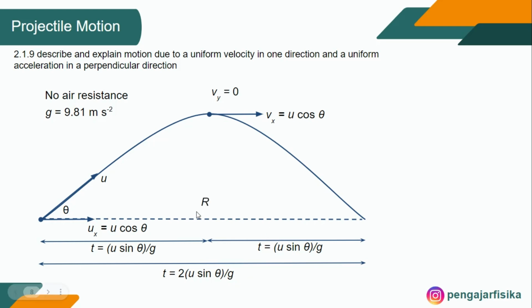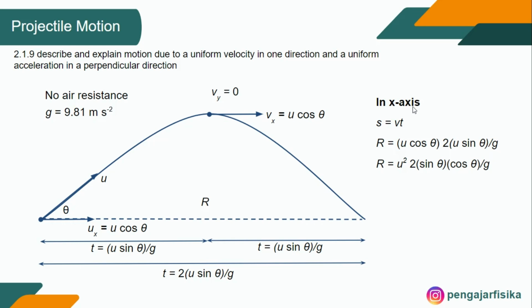So we are going to find the range. It means the length from the beginning here in horizontal until this point. How? We are going to analyze in the x-axis, because in the x-axis it is a uniform motion. So the equation is relatively simple. Only displacement equals velocity times time. In this case, the distance is r, from this point to this point. And the v will be the same as the velocity in the x-axis, which means u cosine theta.